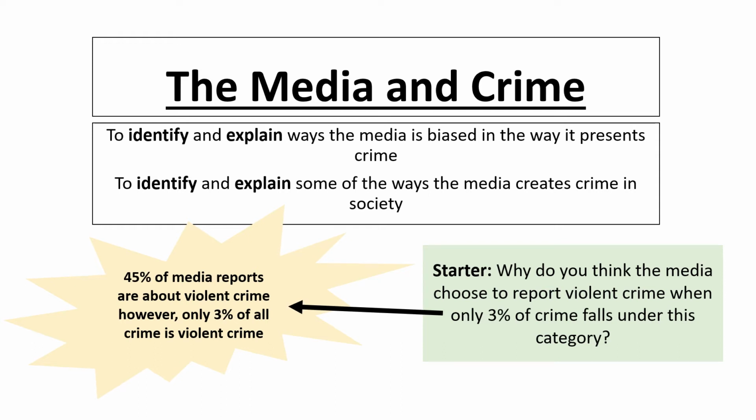This lesson is on media and crime. Firstly, we're going to identify and explain ways the media is biased in the way that it presents crime, and then we're going to look at the ways media creates crime in society.